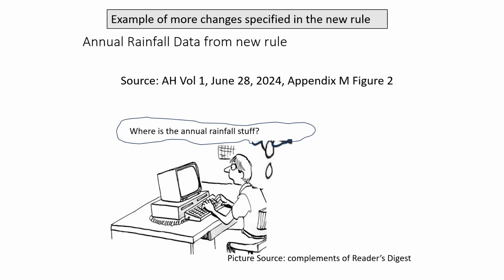The information and data for analysis, including new annual rainfall figures, are often found in critical documents like the State Applicant's Handbook, Volume 1. This particular slide points to Figure 2 in Appendix M of the June 28, 2024 edition of that handbook as the official source for these updated specifications, while the slide itself humorously asks, "Where is the annual rainfall stuff?" Its purpose is to draw attention to the fact that such detailed data, crucial for many analyses, is being updated and made available through these revised official documents.